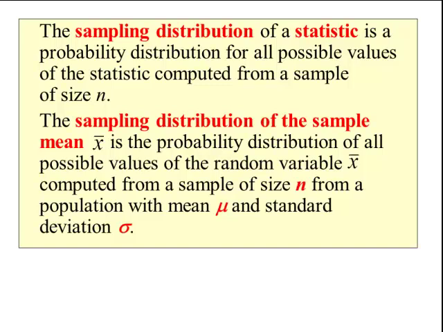the sample of size n. The sampling distribution of the sample mean X bar is the probability distribution of all possible values of a random variable X bar computed from a sample size n from a population mean mu and standard deviation sigma. Now, this seems like a lot to take in. We'll look at some examples and break this down to where it makes sense.